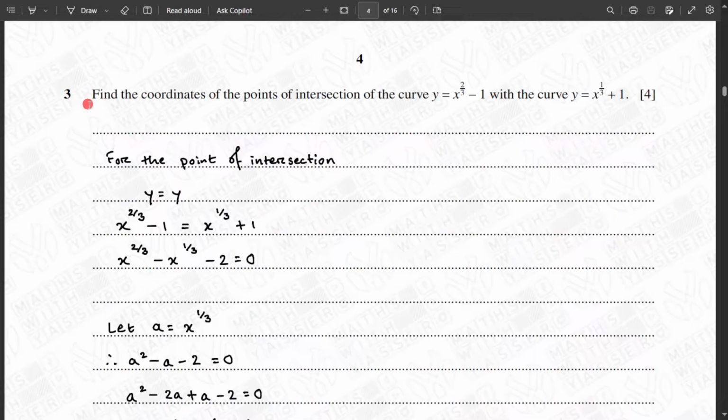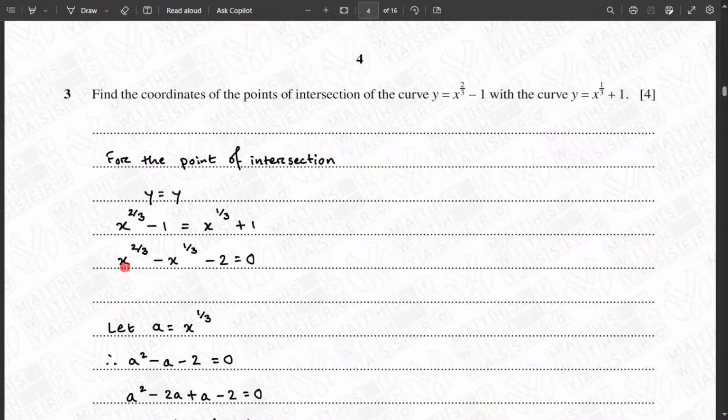Question number 3, it says find the coordinates of the points of intersection of the curve y equals x to the power 2/3 minus 1 with the curve y equals 1/3 x to the power 1/3 plus 1. So for the point of intersection, we need to equate these two equations, y equals y. That means x to the power 2/3 minus 1 is equal to x to the power 1/3 plus 1.